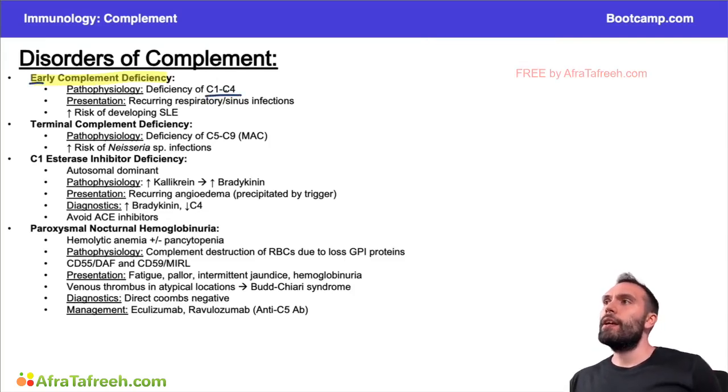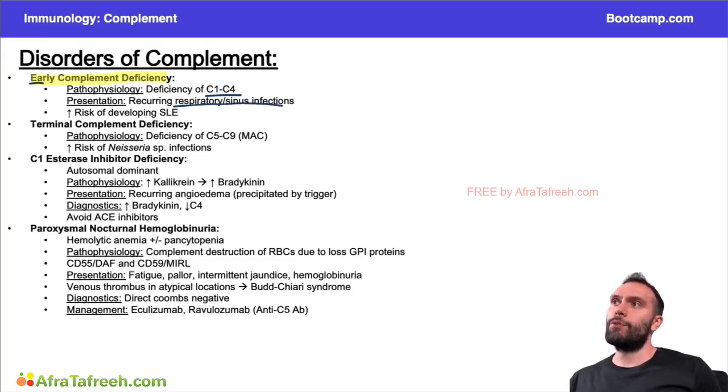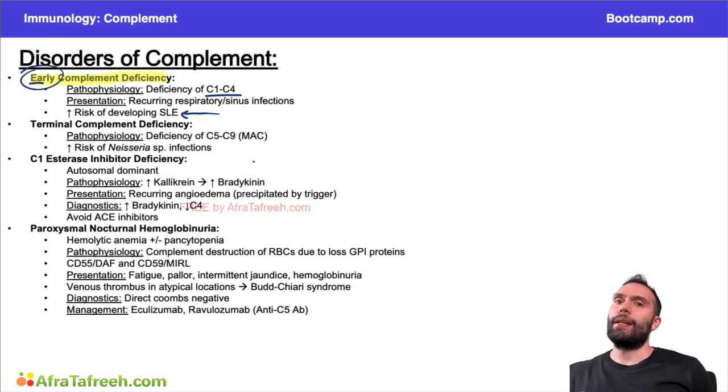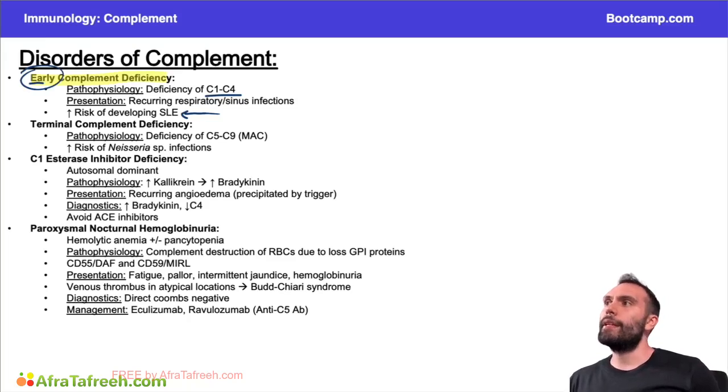It's pretty nonspecific. But in general, if you had a deficiency of these early complement factors, the patients are more likely to have respiratory and sinus infections in particular. Okay, and there's an increased risk of developing lupus. Now remember, in lupus we tend to see low levels of complement, particularly the early complement. And you can kind of make a case, well, is that because you have more complement activation? Maybe you have an autoimmune hemolytic anemia, thrombocytopenia, etc. Is it kind of the chicken or the egg, which came first? But in general, there is an association here, so just keep that in mind.